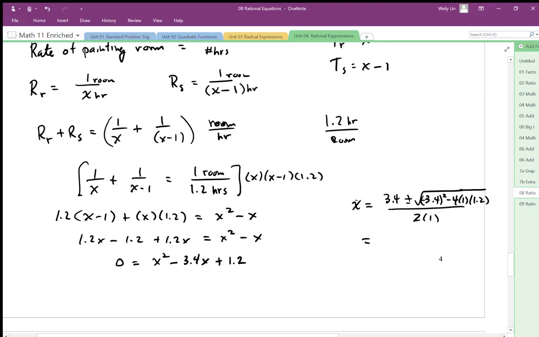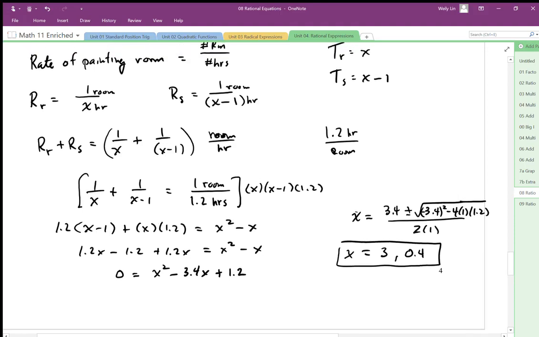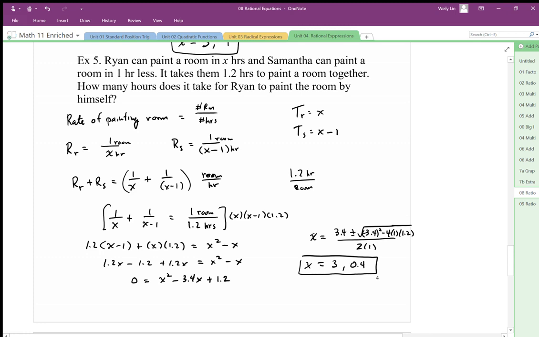Let's make sure I've done this correctly. Yes, so my solution is x equal to 3 hours, and the minus version is going to be 0.4 hours. Let's check our solutions. This claims that Ryan can paint the room in 3 hours, which would make Samantha paint the room in 2 hours, and together they would paint it in 1.2 hours. That's reasonable. For 0.4, we have to get rid of that solution, because if Ryan paints the room in 0.4 hours, Samantha would paint the room in negative 0.6 hours, which is not possible. That doesn't make sense. So we need to eliminate that 0.4.